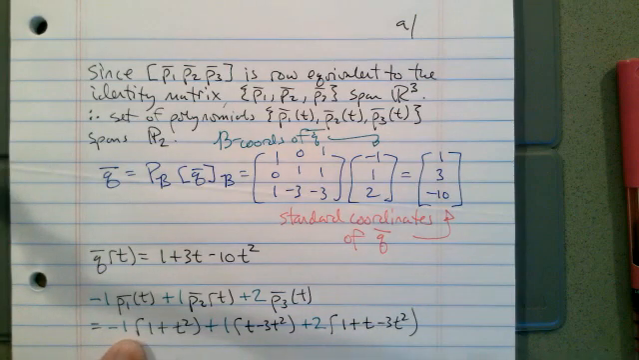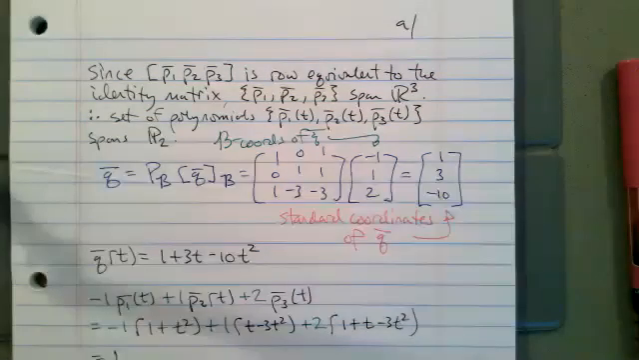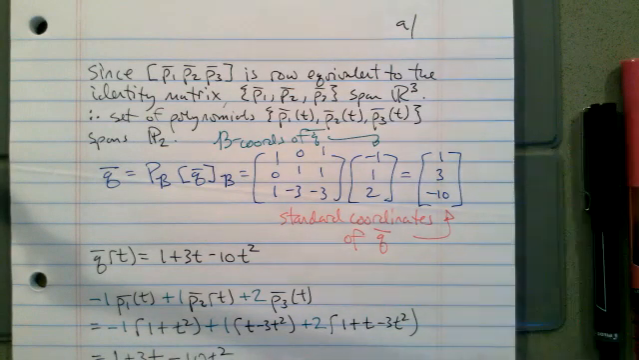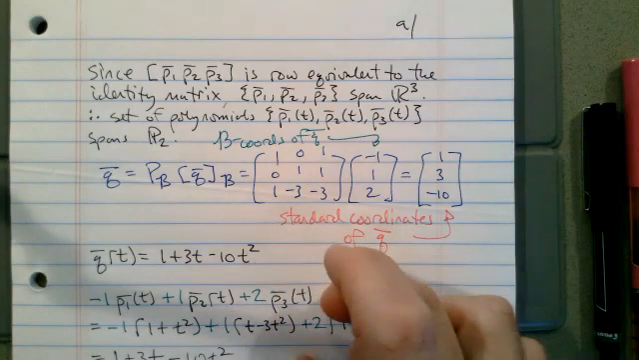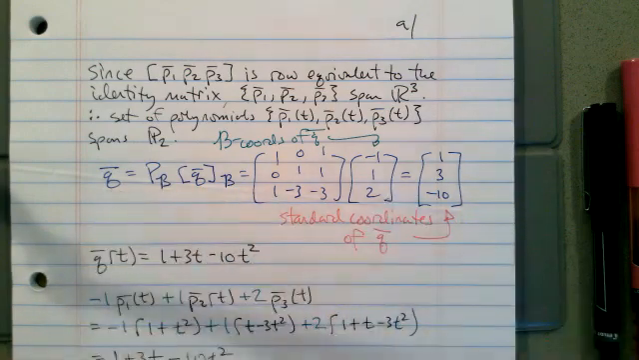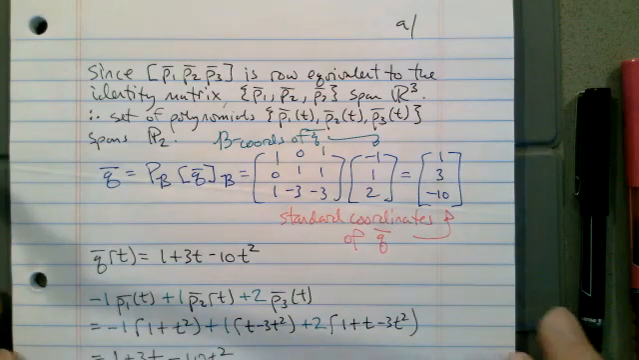We get negative 1 times 1 plus 1 times 0 plus 2 times 1. We get 1. Then we get no t plus 1t plus 2t is plus 3t. Negative 1t squared minus 3t squared is minus 4t squared. Minus 6 more t squared is minus 10t squared. We're looking at the problem in polynomials and looking at the problem in coordinates in R3.